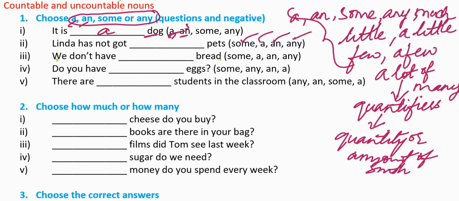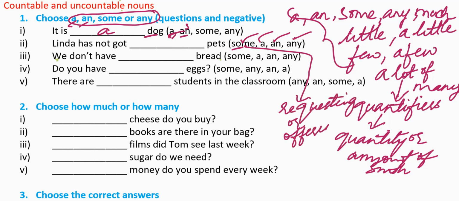You cannot write some, because some can be used for both countable and uncountable nouns, but you use some only when you are requesting or offering something to someone. When you are requesting something, for example, can you please give me some advice? You're requesting someone to give you something. Can you please give me some advice? And offering, would you like to have some tea?